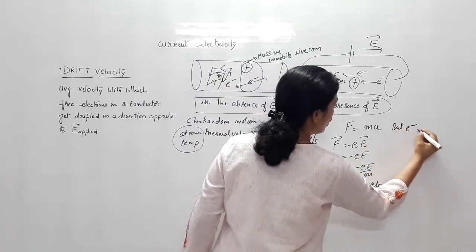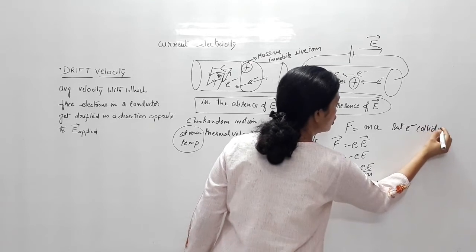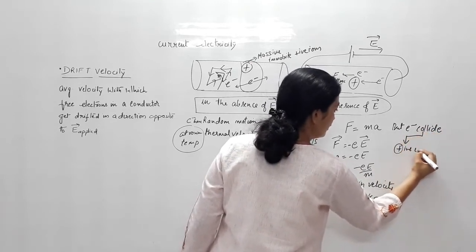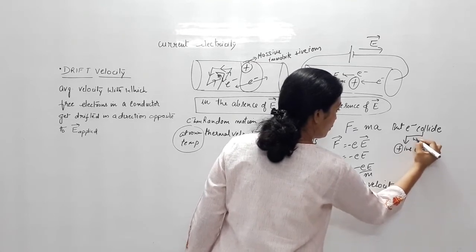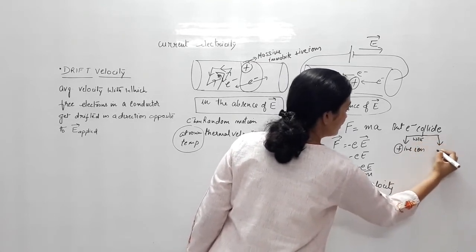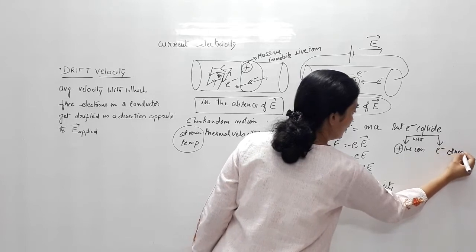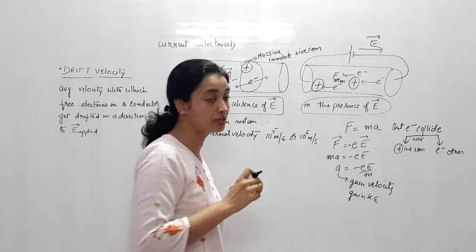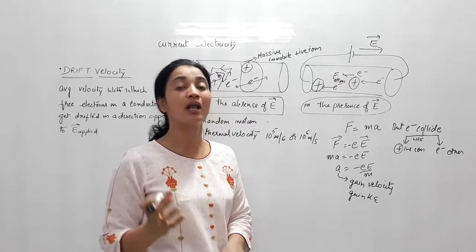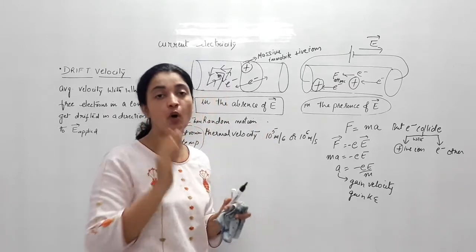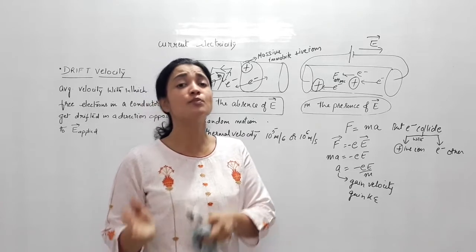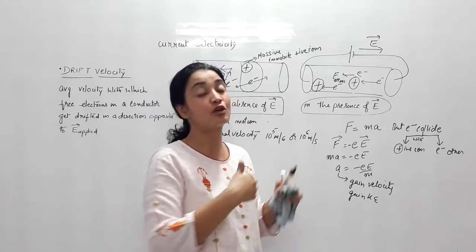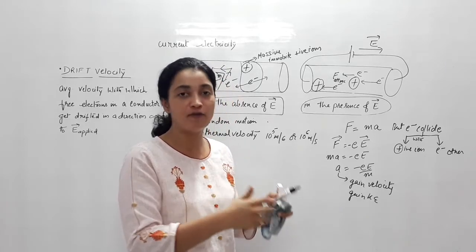But electrons collide. With whom do they collide? They collide either with the positive ions or with other electrons. Now what happens? You have learned already about collisions, that when a light body collides with a very heavy or massive body, then the light body loses most of its energy. Most of its energy it transfers to the massive heavy body.